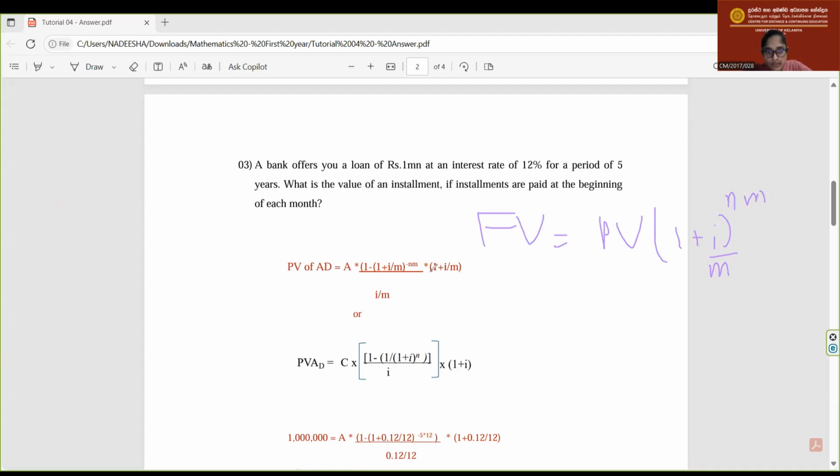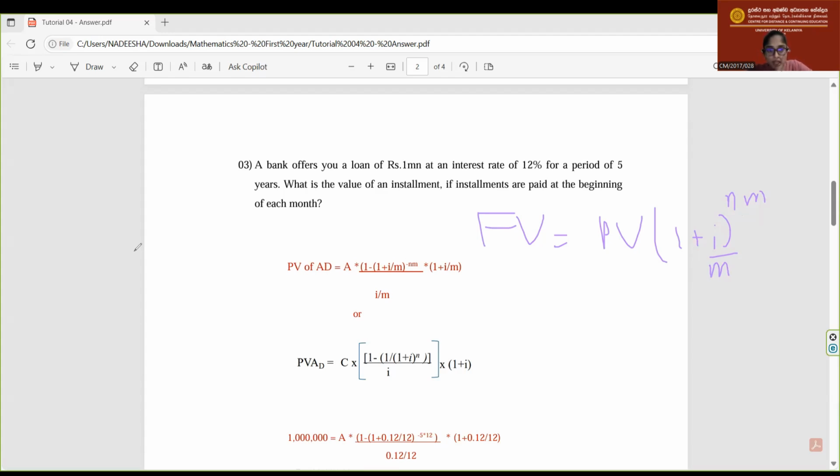Likewise, in this question also, where you find i, you have to divide by the number of compounding periods, and do the same for n, that means the number of periods, right? So by looking at the question, you can see it's an annuity beginning term. And is it a future value or a present value? It's a PV, the present value, right?